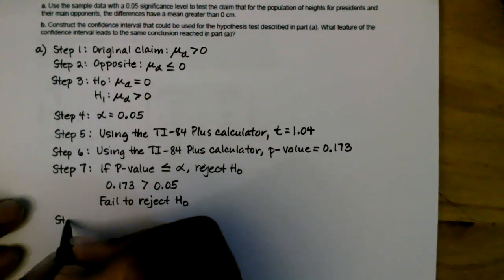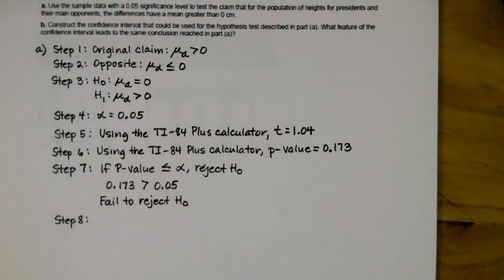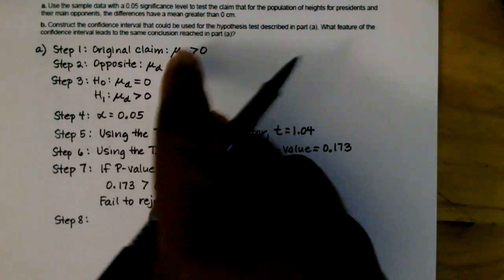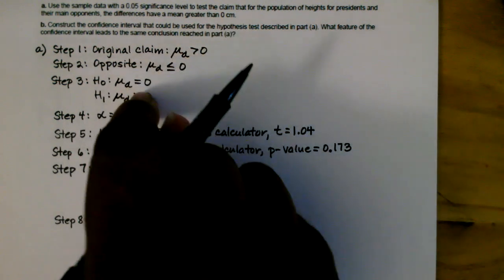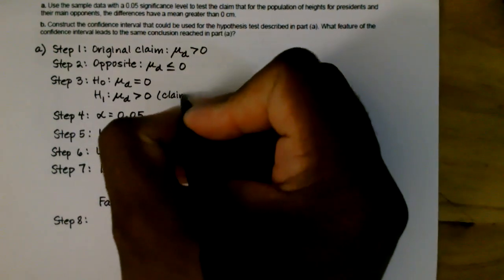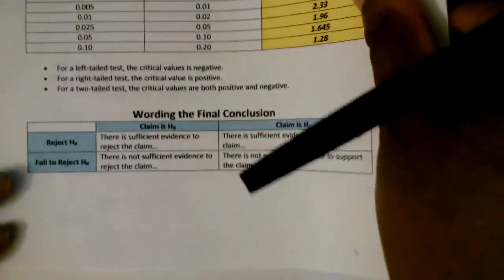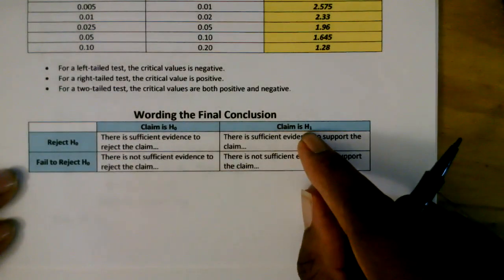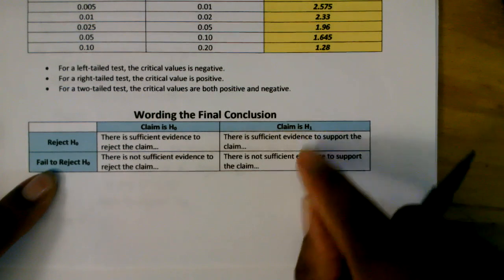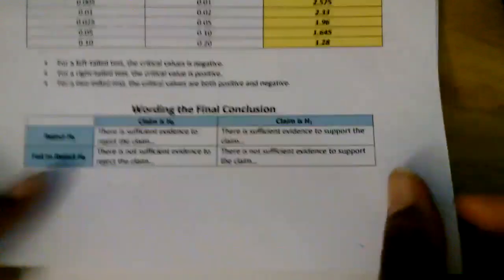And then finally, step number 8 is our conclusion using simple non-technical terms. We fail to reject the null hypothesis. Well, here's the original claim. So the alternative hypothesis has to be my claim. Forgot to mention that. Claim is the alternative hypothesis. We fail to reject the null hypothesis. So that means that there is not sufficient evidence to support the claim.